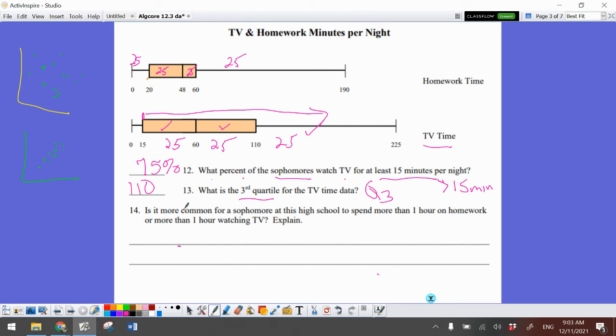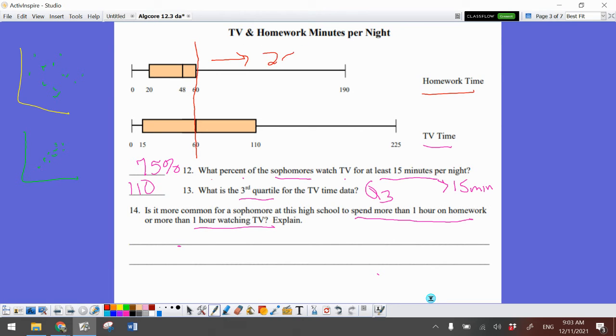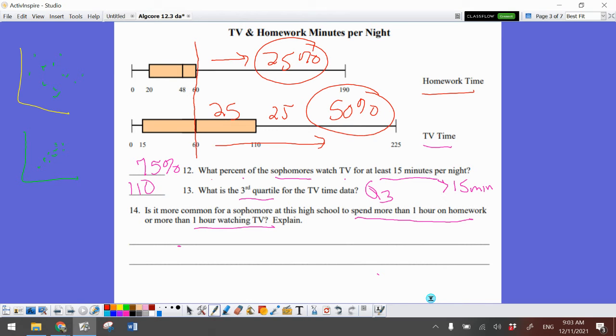Now, is it more common for a sophomore at this high school to spend more than an hour on homework or more than an hour watching TV? Let's compare our data. I'm going to delete a couple things here and draw a line so we can look at what we're looking at. We're talking about the 60, so an hour. The percent on the homework time is 25%. The percent on TV time is 25 and 25, which is 50%. So we're comparing 25% on the homework time, 50% on the TV time.